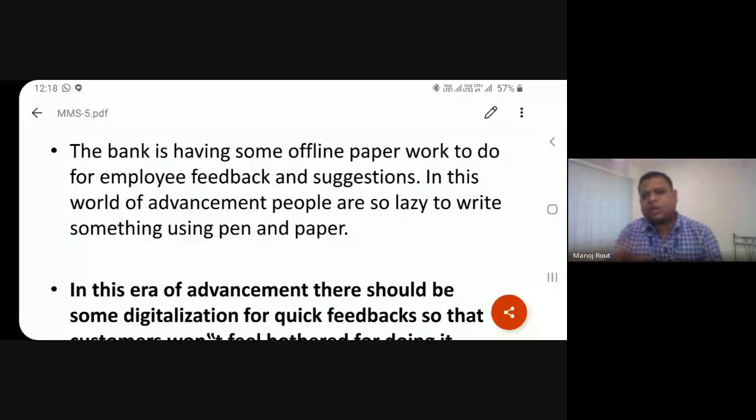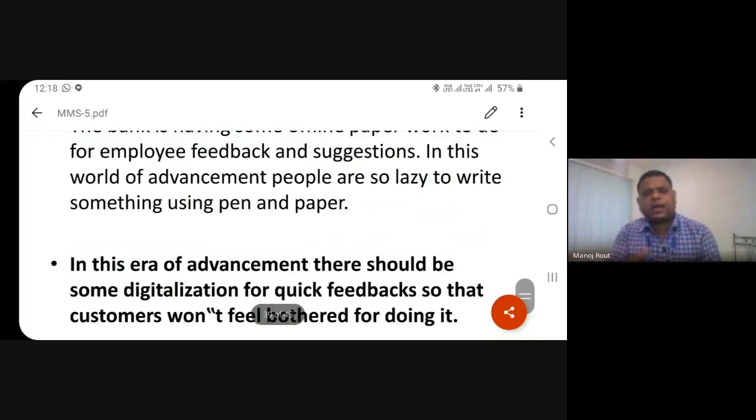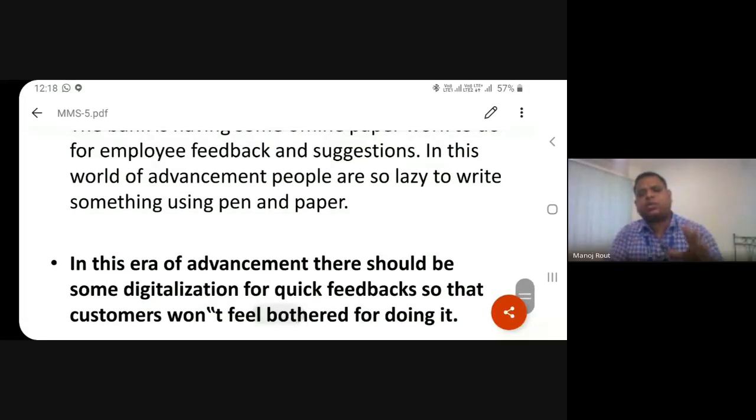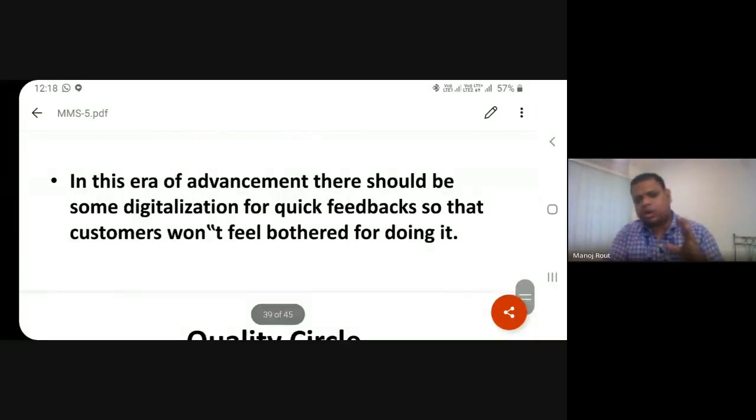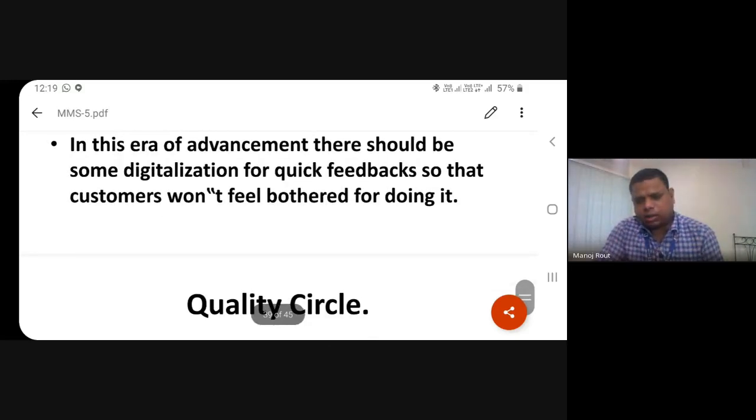Most of the employee feedback and suggestions too. In this world of advancement, people are so lazy to write on paper. To eliminate offline paperwork, they implemented the era of advancement, focusing directly on digitized quick feedback, so that customers would not feel any bother giving feedback and suggestions. That is why if you go to the PNB premises in case of banking, they have segregated the different departments by implementation of the just-in-time concept.